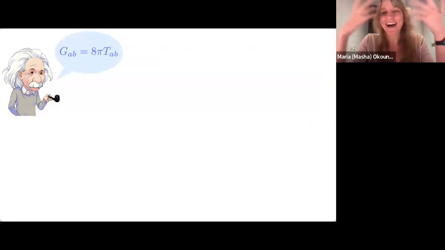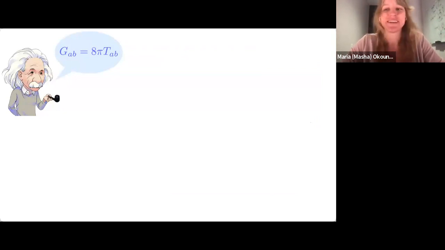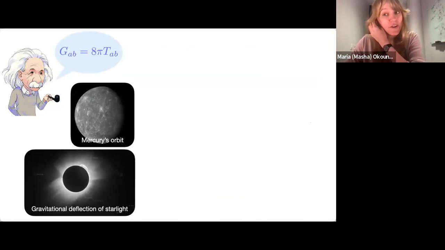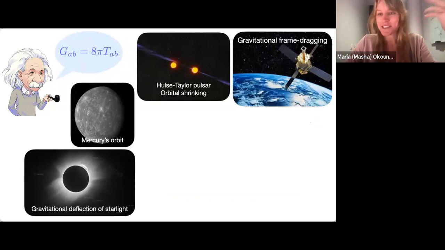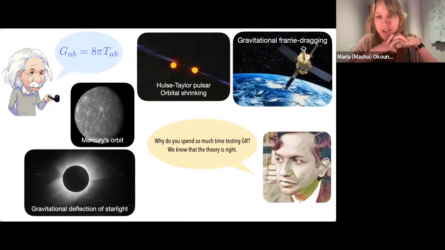So our starting point is Einstein's theory of general relativity, summarized in the beautiful Einstein field equations. This is a wonderful way to describe lots of astrophysical phenomena, such as the orbit of the planet Mercury, the gravitational deflection of starlight, the orbital shrinking of the Hulse-Taylor pulsar, gravitational frame dragging. And so Chandrasekhar posed the question, why do you spend so much time testing GR? We know that the theory is right. In other words, why study these astrophysical systems for which GR is a wonderful description when we know that general relativity is the correct theory of gravity?